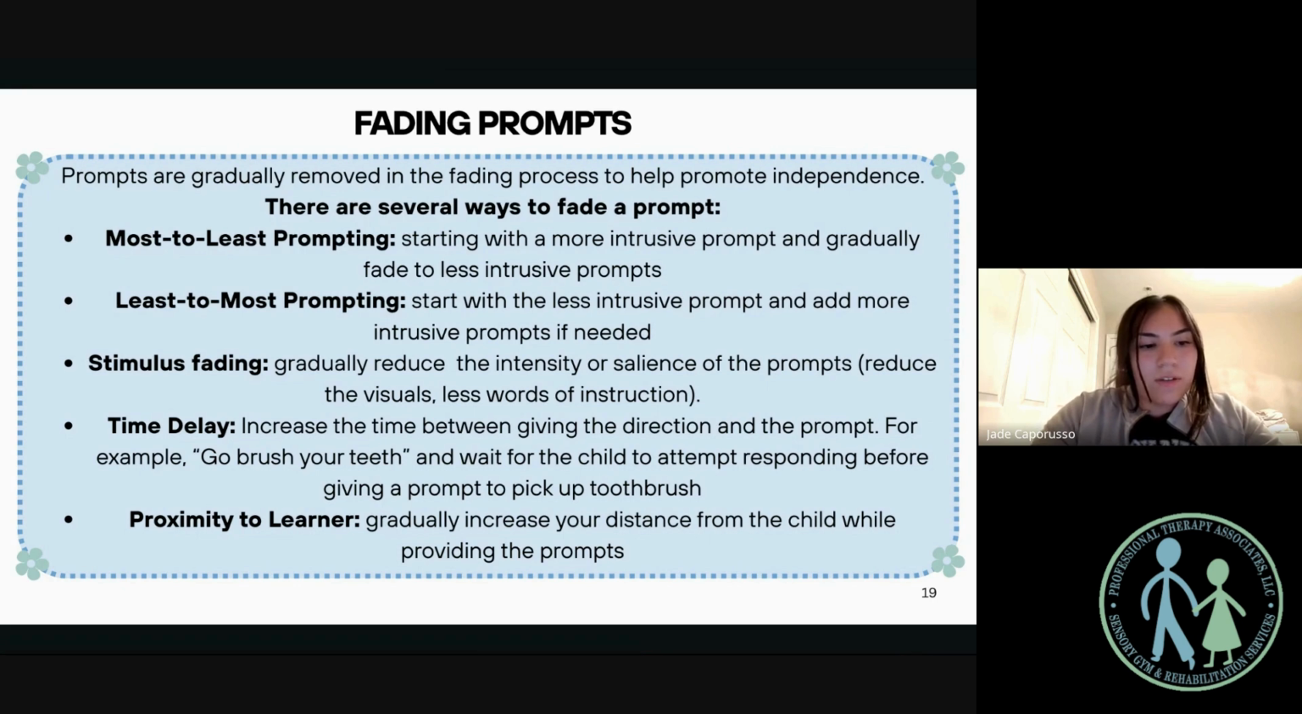There's stimulus fading, which is reducing the intensity or salience. For example, giving less visual supports over time or saying less words when giving verbal prompts. There's time delay, which fades prompts by increasing the time between giving a direction and providing a prompt. And lastly, there's proximity to learner, which involves increasing the physical distance between you and the child while providing the prompt so it feels like there's less monitoring and more independence being built.